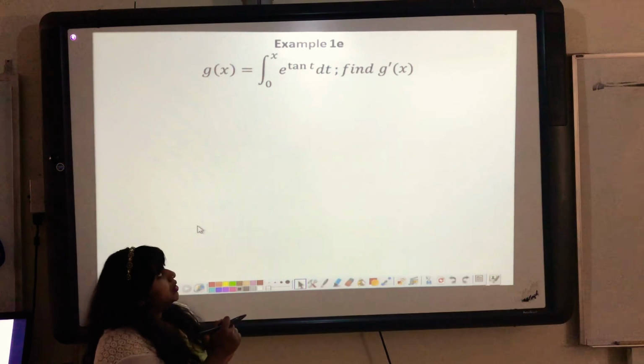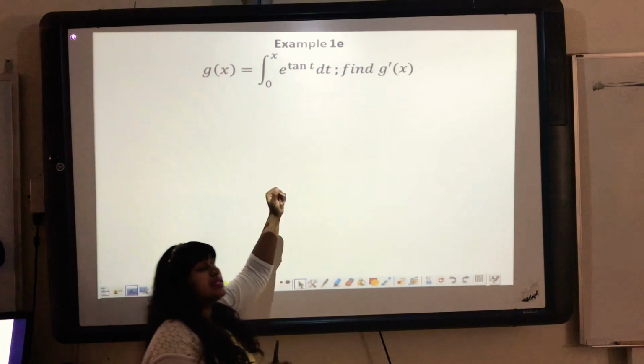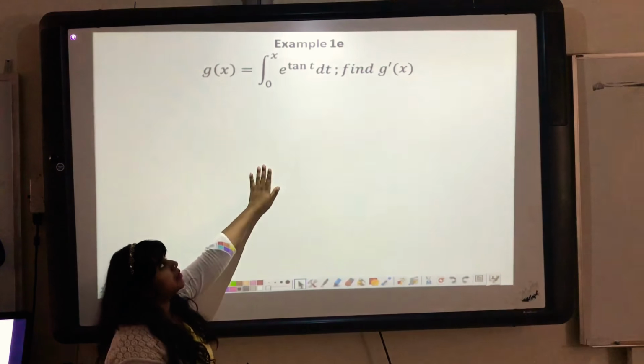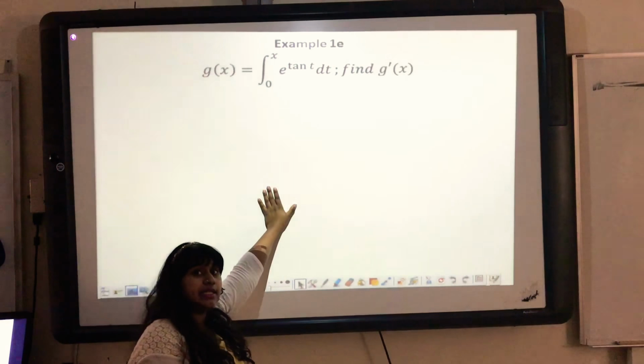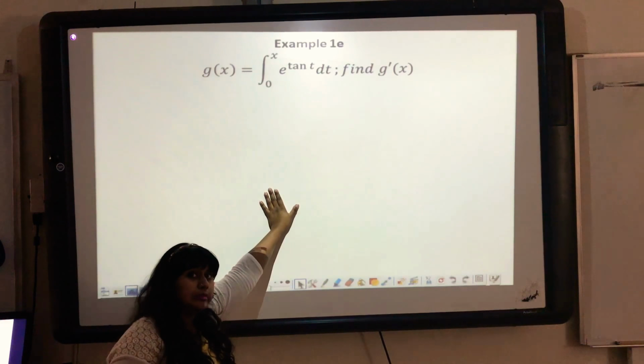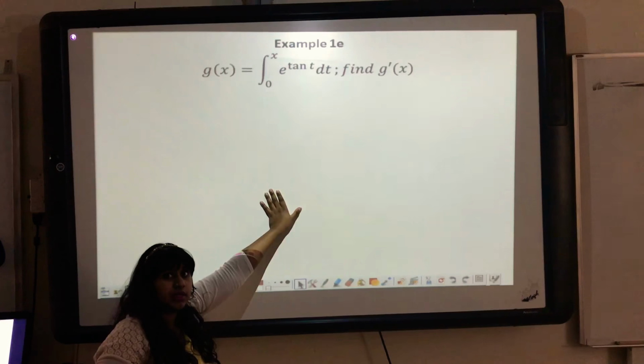Okay. Well, now this one looks a little funky. It's saying, suppose g of x is equal to the definite integral from 0 to x of e to the tan t dt. Then what is g prime of x? Oof, that's a little bit crazy. It's a little bit confusing looking.